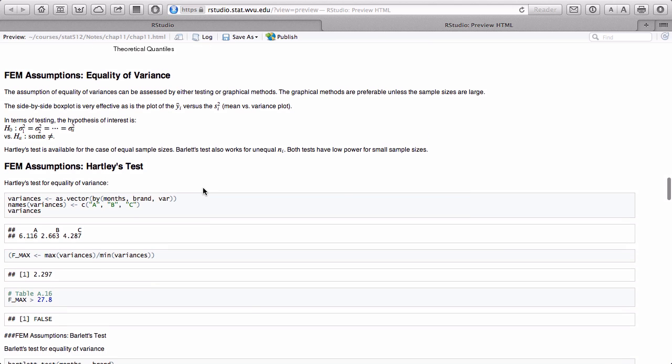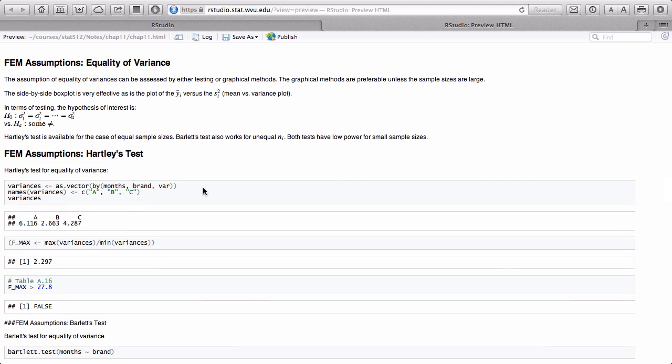Okay. Now, another assumption: if we have A groups, we're assuming that the variances are the same in each group.